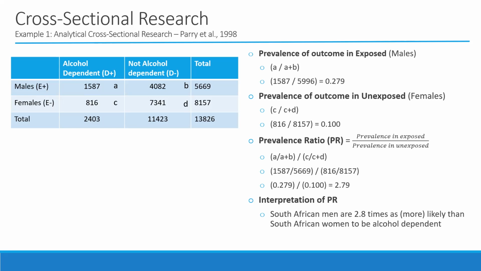So in these observational analytical studies, you always do some kind of ratio. And once you do that, you can review the math in your own time. It's not complicated math. You'll see that those who were male were 2.8 times more likely to be alcohol dependent than females. That could be a part of a paper.